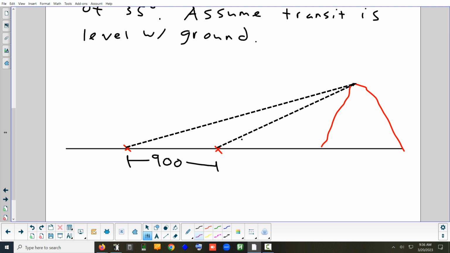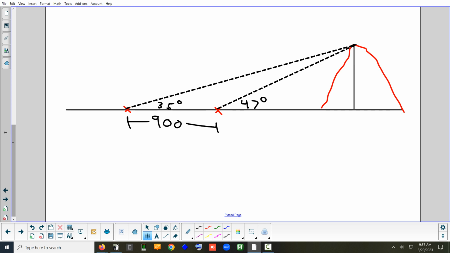How long is that bottom side? Yep. We know that's 900. How about the bottom left angle? Yep. We know that's 35 degrees. Now, we don't have the bottom right angle, but we have enough information to figure it out. How would you figure out that angle right there? You would subtract 47 from 180. Yeah. Take and subtract 47 from 180, and that gives me 133.